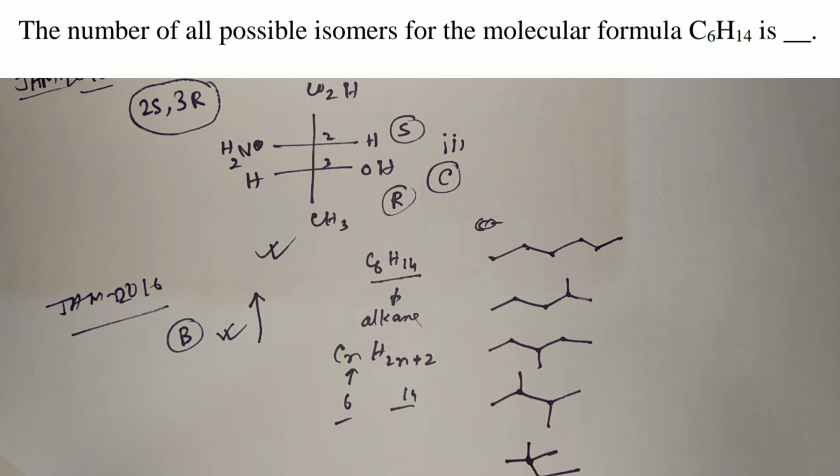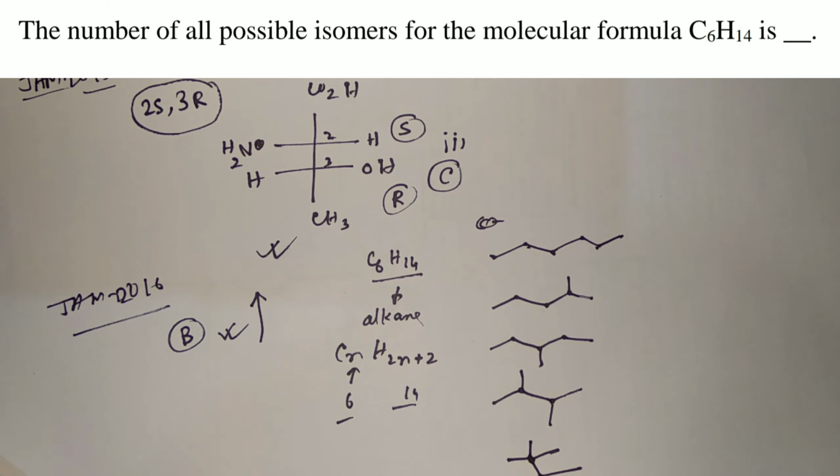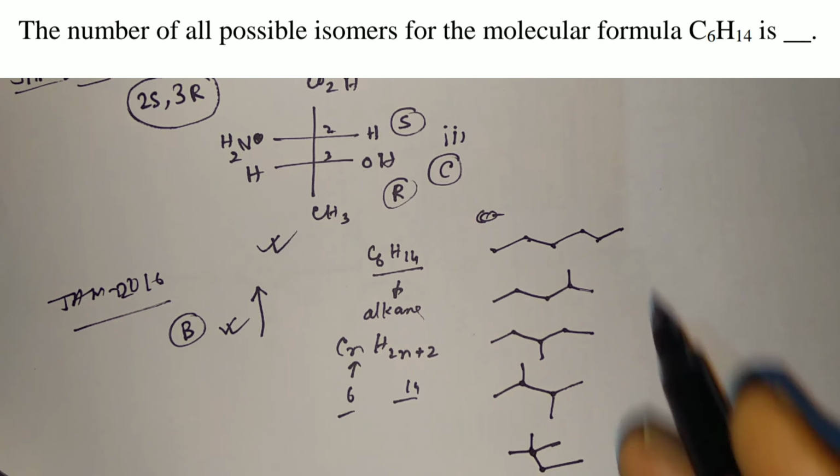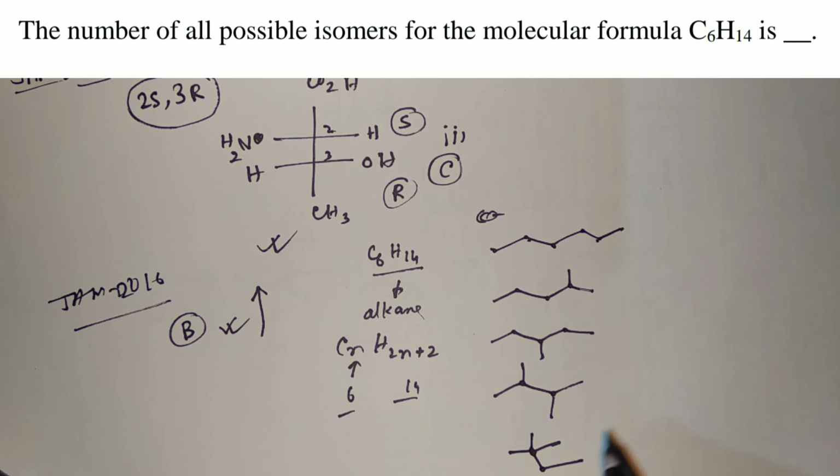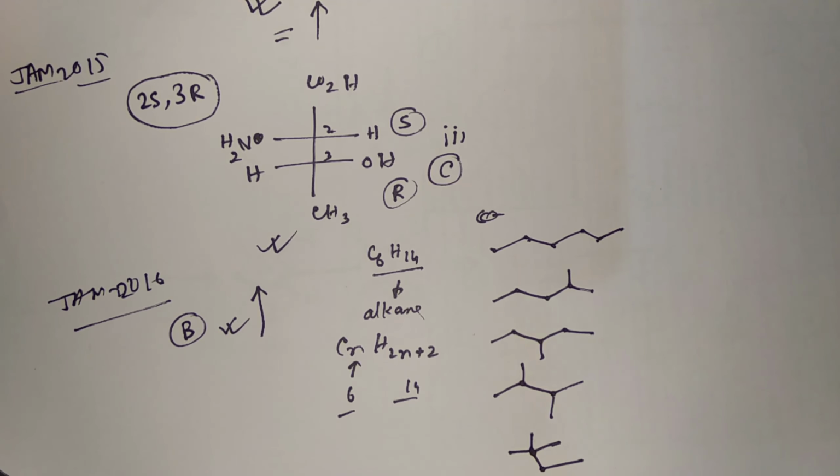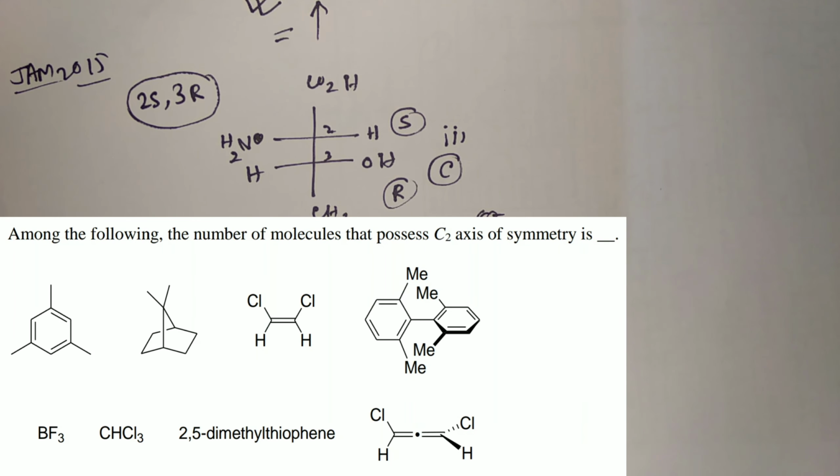Wait a second, okay. So in this type, a total of 5 isomers are possible, and this is the final answer. So this question is very easy. Next, coming to the next question from JAM 2016, that was the number of molecules having C2.